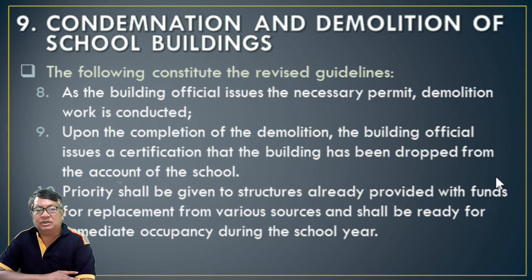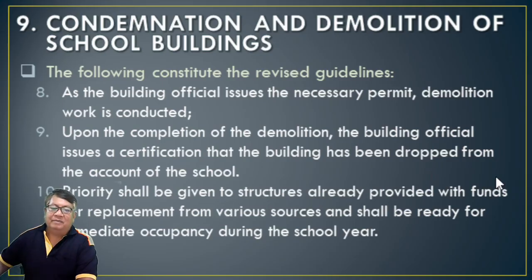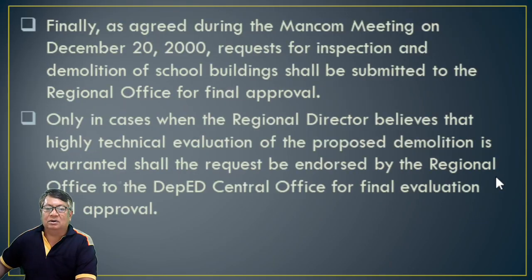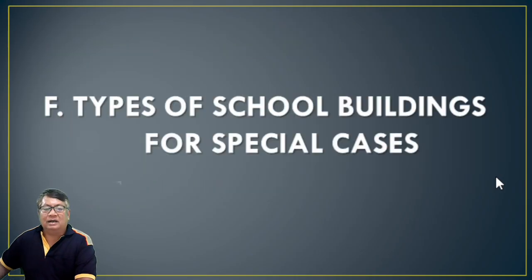Number 10, priority shall be given to structures already provided with funds for replacement from various sources and shall be ready for immediate occupancy during the school year. Finally, as agreed during the MANCOM meeting on December 20, 2000, requests for inspection and demolition of school buildings shall be submitted to the regional office for final approval. Only in cases when the regional director believes that highly technical evaluation of the proposed demolition is warranted shall the request be endorsed by the regional office to the DepEd central office for final evaluation and approval.